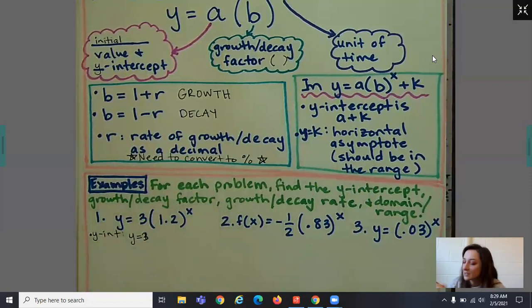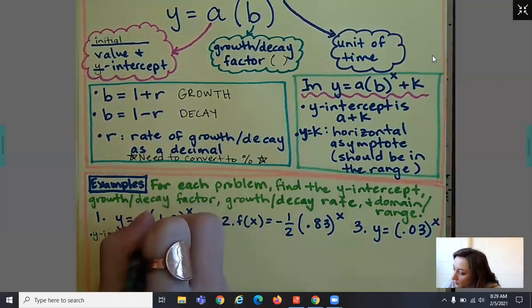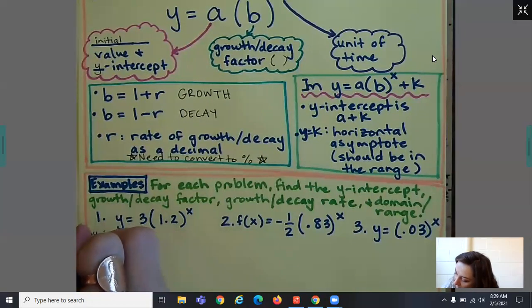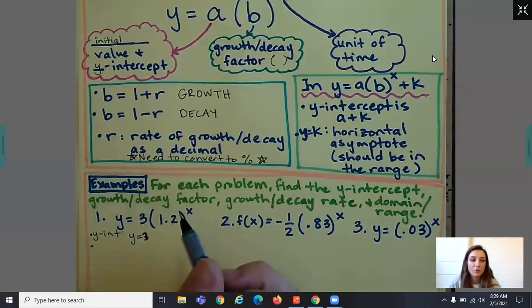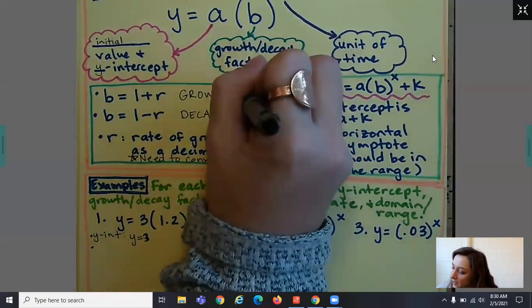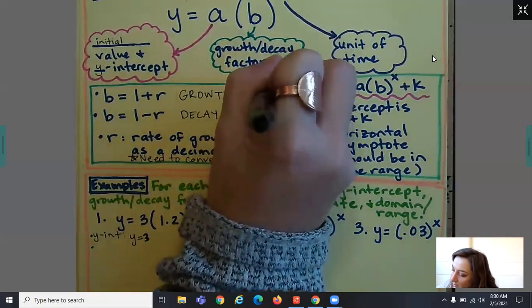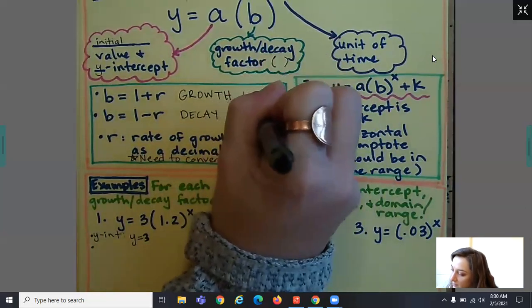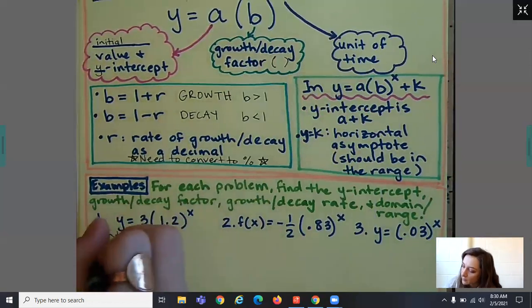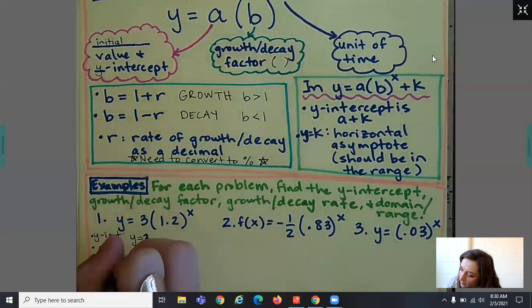So let's move on to the next thing, the growth or decay factor. Remember that a factor is something that's in parentheses. That's one way you can think about it. So the growth or decay factor is going to be 1.2 because that's what's inside parentheses. Since it is greater than 1, that is going to be a growth. So we should probably write this up top. Growth is b greater than 1 and decay is b less than 1. Okay, so this is going to be growth. So we're going to write growth factor.